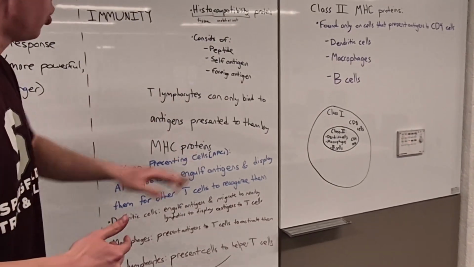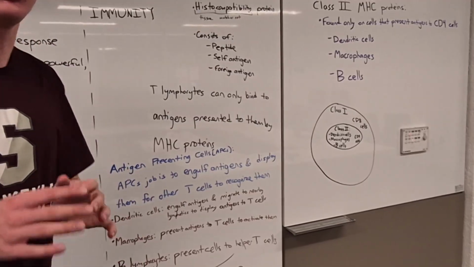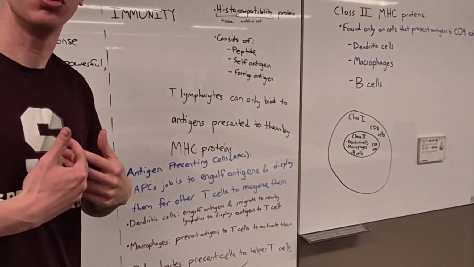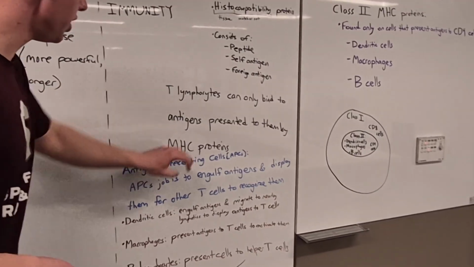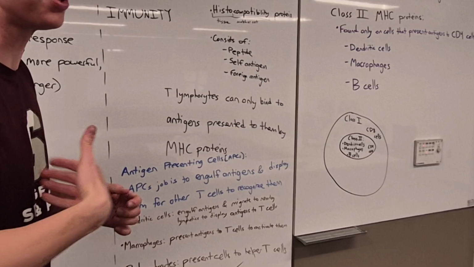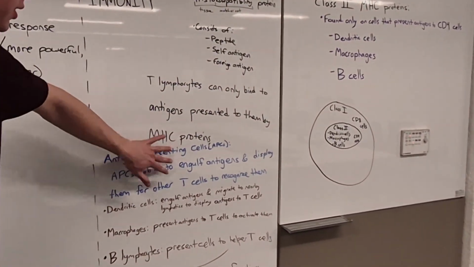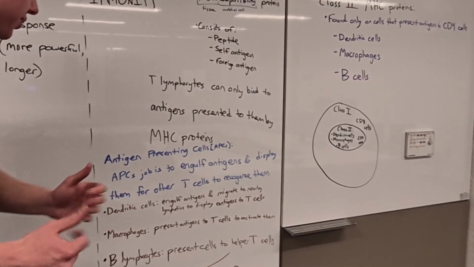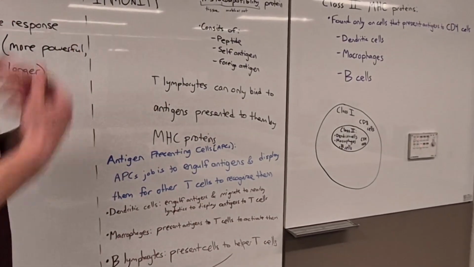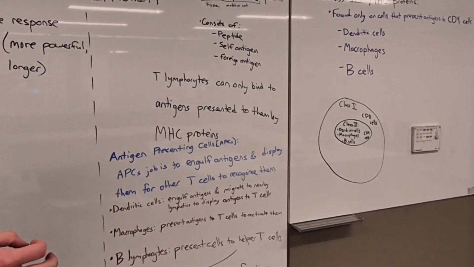And T lymphocytes can only bind to antigens presented to them by MHC proteins, because MHC proteins tell your cells that those cells are of you. You need an MHC protein on it to inform the cells around it that that cell is part of your own body. Now, what are antigen-presenting cells, aka APCs? The job of an APC is to engulf antigens and display them for other T cells to recognize them.